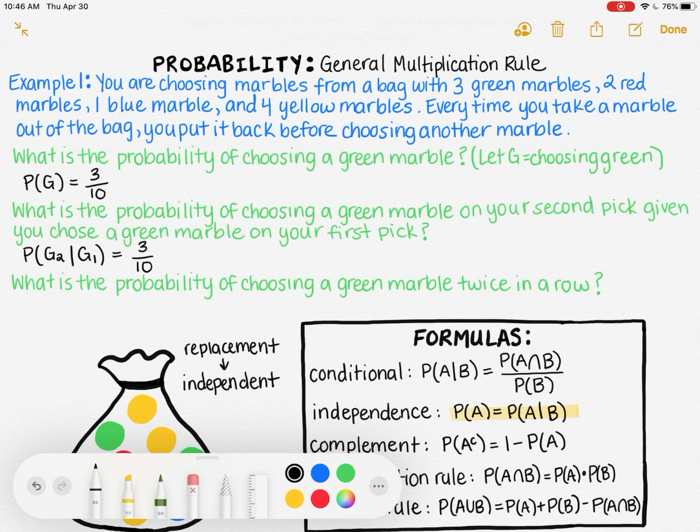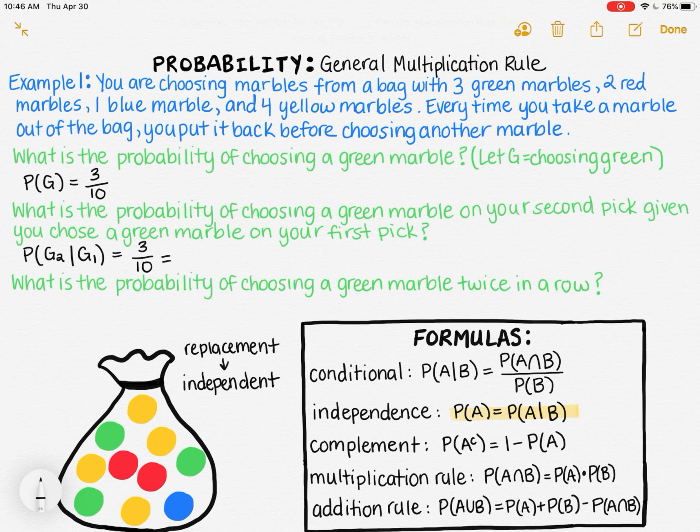As we know, our independence formula tells us that the probability of a conditional statement is the same as the probability of that event without the condition. So for this reason, the probability of choosing a green the second time, given we chose a green the first time, is really just the same as picking a green the second time by itself, which is the same exact probability we already found, because every time we pick a marble, we have the same sample space and the same number of green marbles.